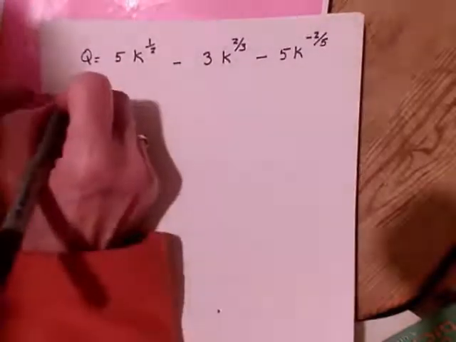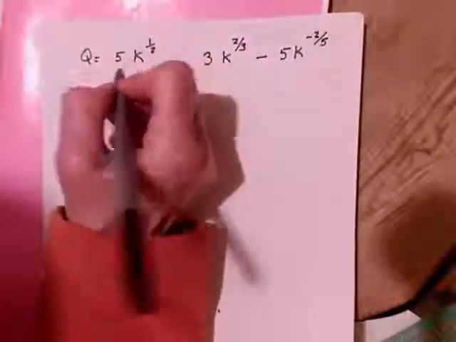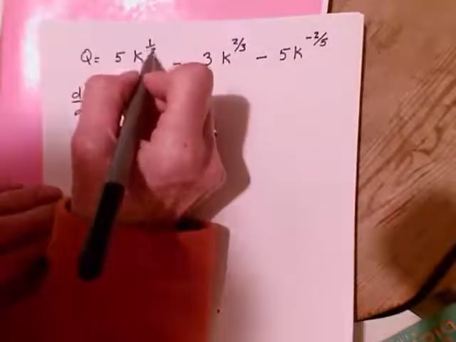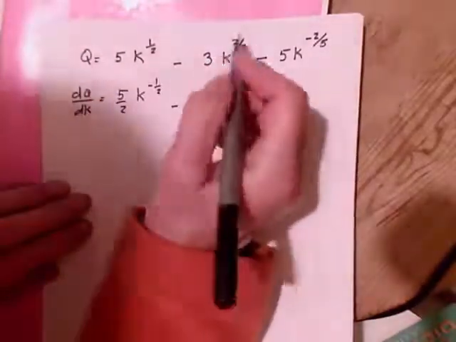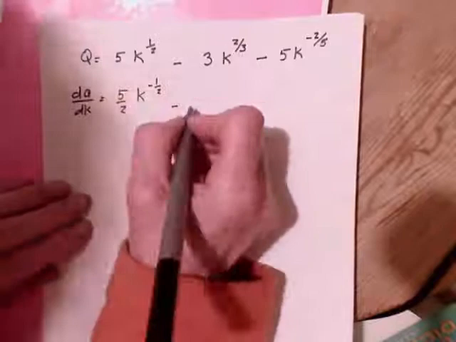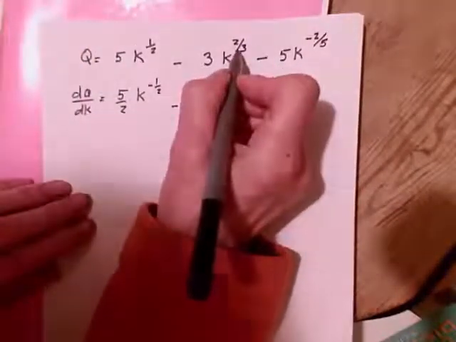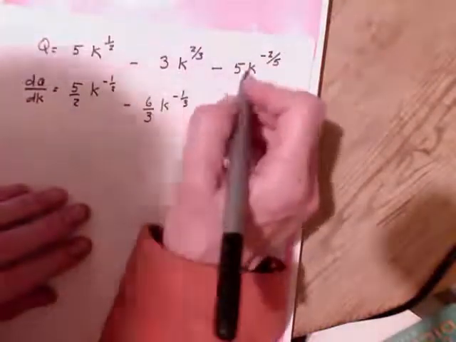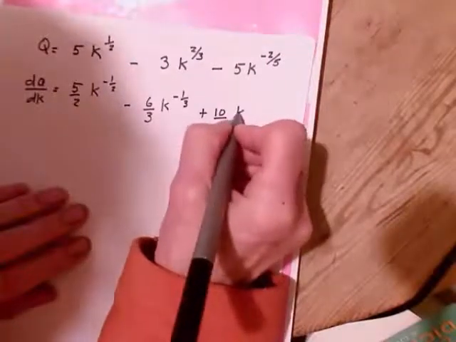So right, let's differentiate. dq by dk equals a half times 5 is 5 over 2k. We subtract 1 from a half, we get minus a half. So now we're going to multiply 2 over 3 by 3, so we're going to get 6 over 3. Okay, we subtract 1 from 2/3, we get minus a third. Now we're going to multiply minus 2/5 by 5, we're going to get a positive number. It's going to be 10 over 5k.